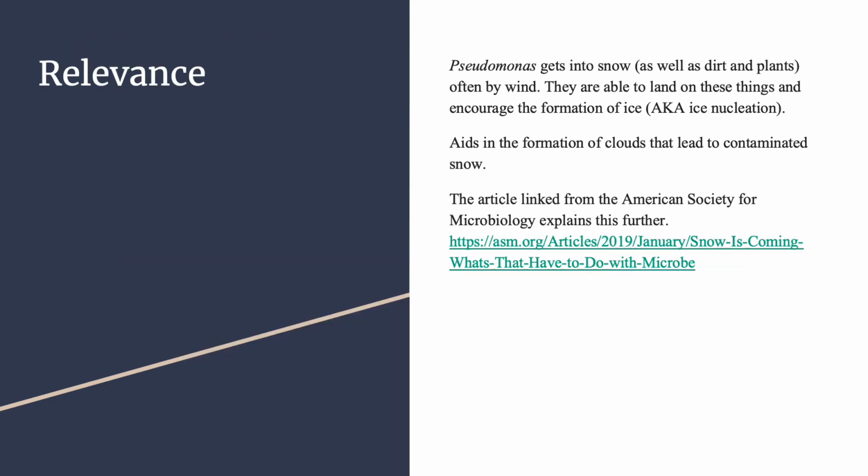Pseudomonas gets into the snow and dirt and plants, often by the wind, and they're able to land on these things because they're encouraged to form ice via ice nucleation. This aids in the formation of clouds that lead to contaminated snow. For a more in-depth explanation of this process, I recommend checking out the scientific article that I have linked down below by the American Society for Microbiology, and it delves more into the topic of ice nucleation within Pseudomonads.